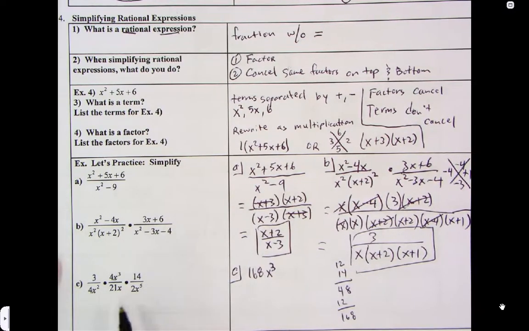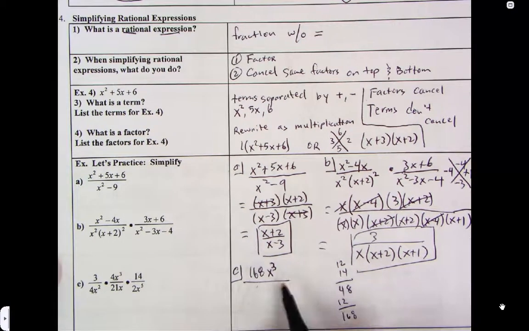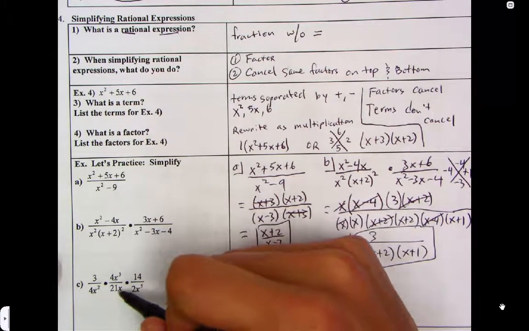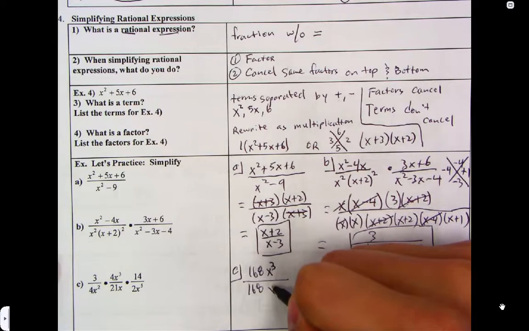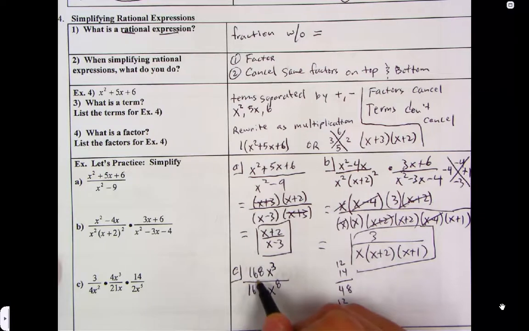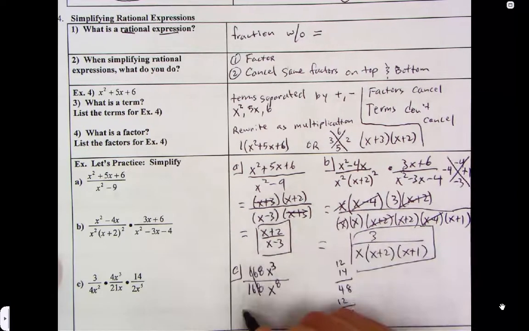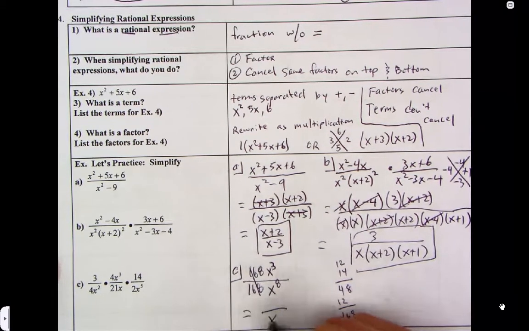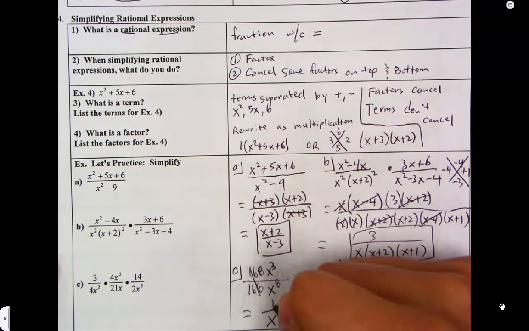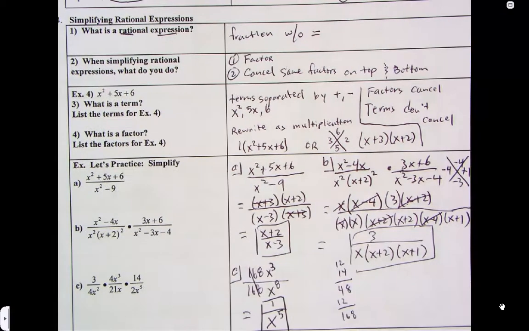And then I'm going to multiply the bottom. 4 times 21 is 84. 84 times 2 is 168. And then I have 2 x's, 1 x, and 5 x's, so that's going to be x to the 8th. I'm just going to reduce. 168 divided by 168 cancels. I have x's on the bottom because they have more, and when you divide, you subtract the x exponents, and I put a 1 on top. And that's your answer. Thank you for listening to Notes 7-2, Simplifying Rational Expressions.